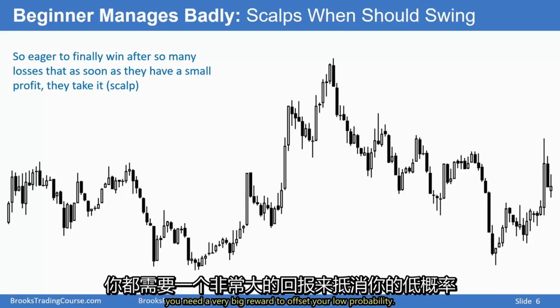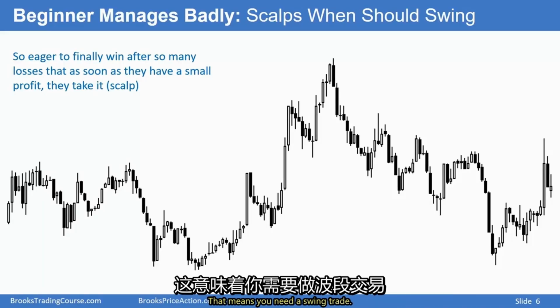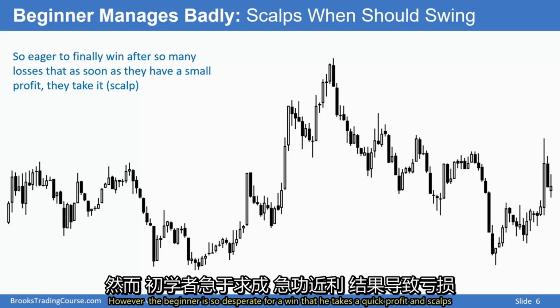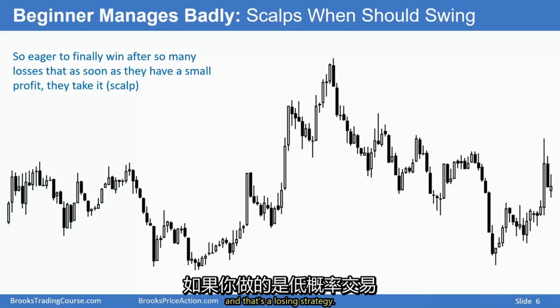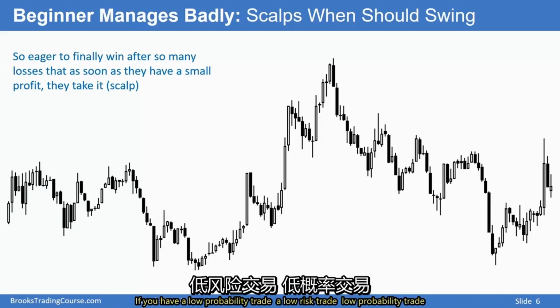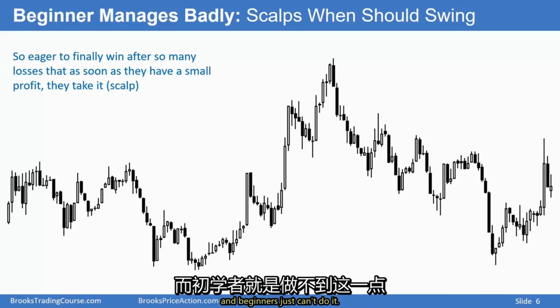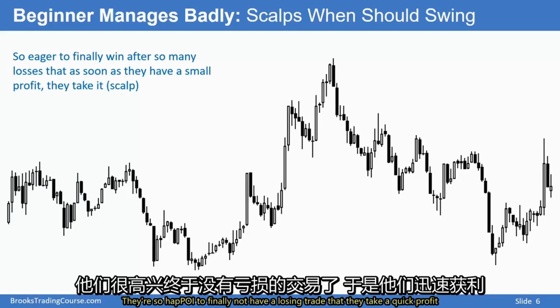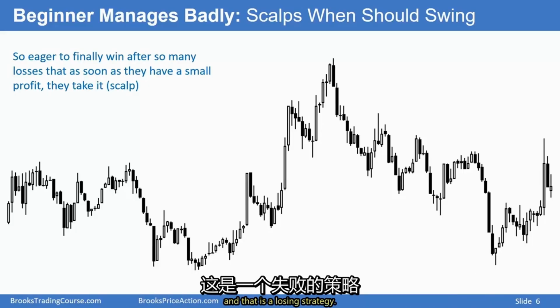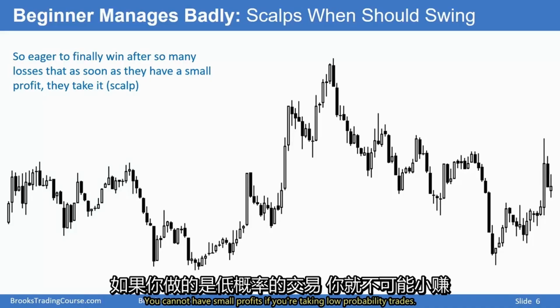Whenever you take a low probability trade, you need a very big reward to offset your low probability. That means you need a swing trade. However, the beginner is so desperate for a win that he takes a quick profit and scalps. And that's a losing strategy. If you have a low risk trade, low probability trade, you need occasional very big wins to offset all of those losses. And beginners just can't do it. They're so happy to finally not have a losing trade that they take a quick profit. And that is a losing strategy. You cannot have small profits if you're taking low probability trades.